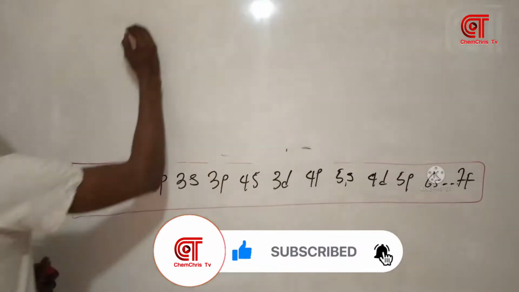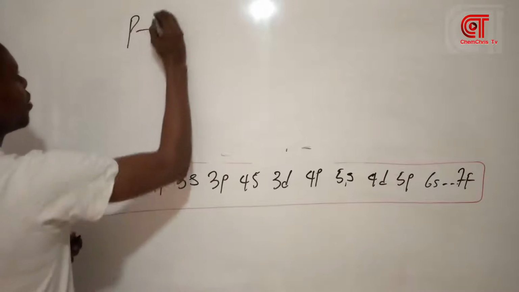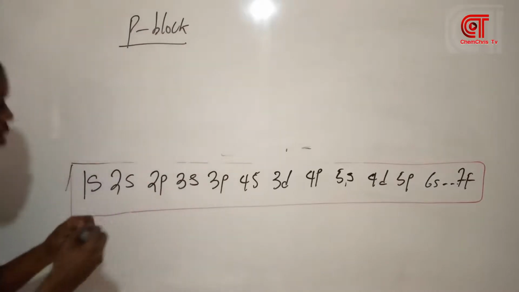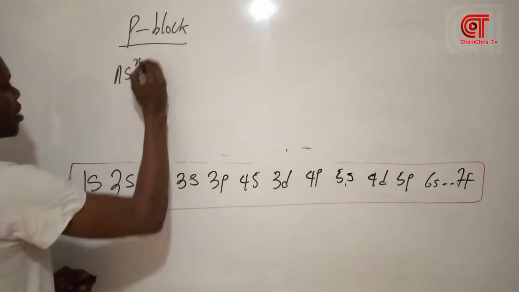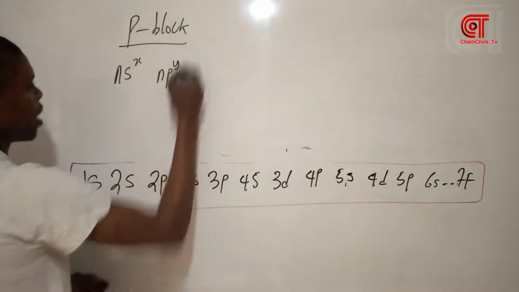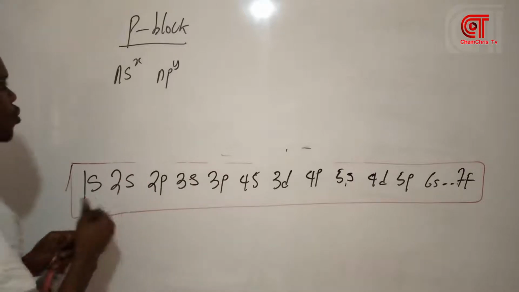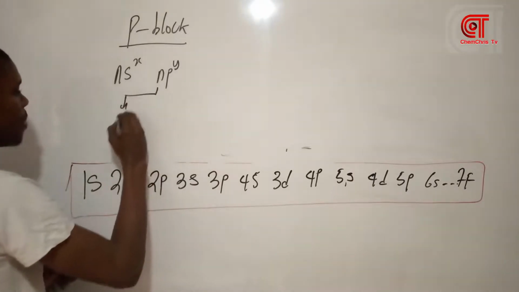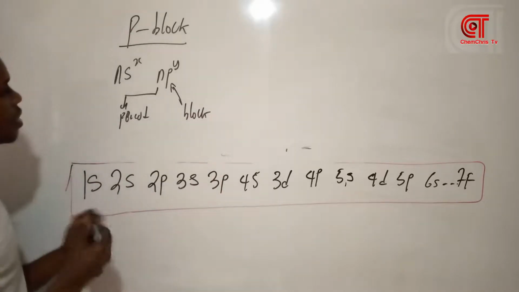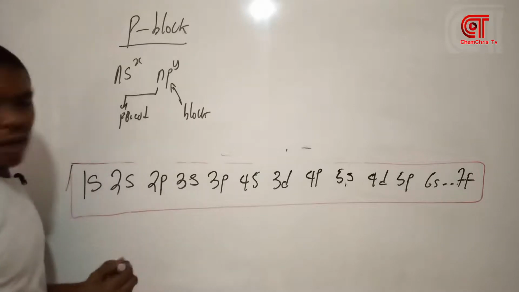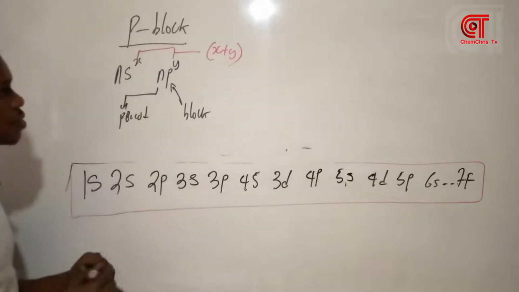Now, if you have the p block, the p block has a trick. Now, here's the trick. nsx, then npy. Right? n means the highest energy level. Do you have the highest energy level? So, here will be my period. This will be my block. Then, to get the group, we are going to do something different from what we've done. It will be x plus y. Do you get that?